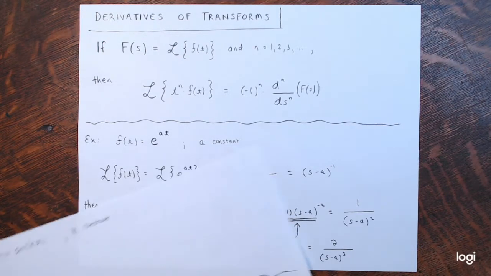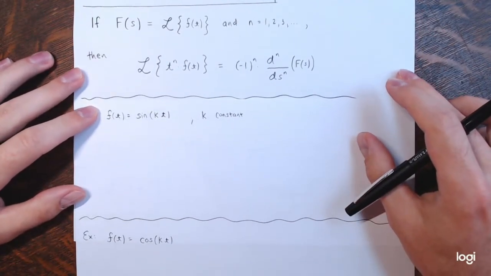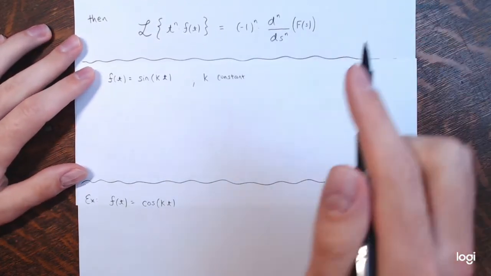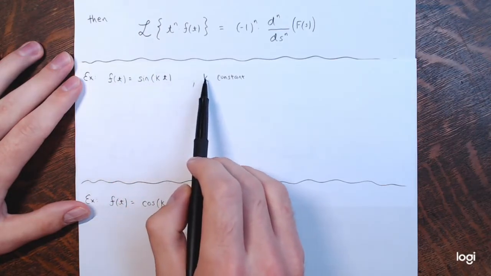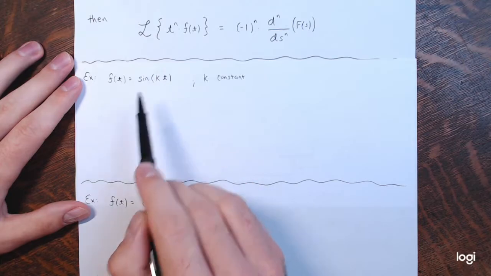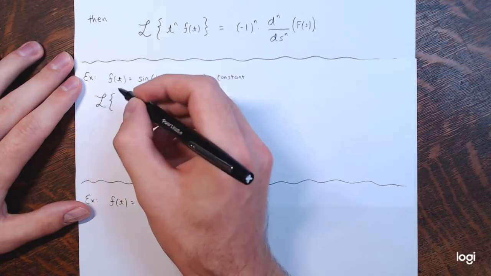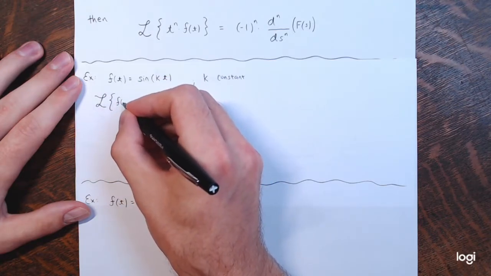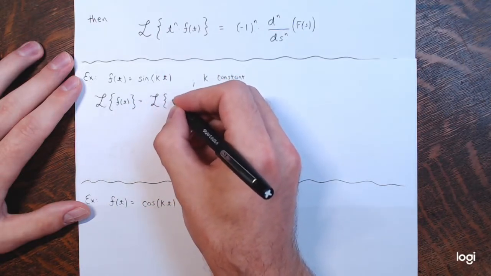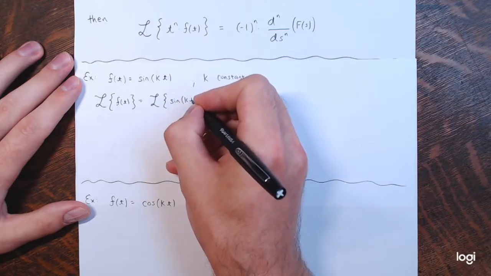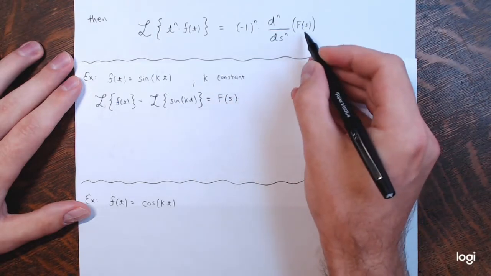All right, so let's go with another example. Here again, I'm just going to keep the rule up here for you. Now suppose little f of t was the sine of kt, where k is some constant, sine of 2t, sine of 3t, etc. Again, hopefully you recall the Laplace transform of my little f of t here, the sine of kt, that's going to be my capital F of s, right? This capital F of s here.